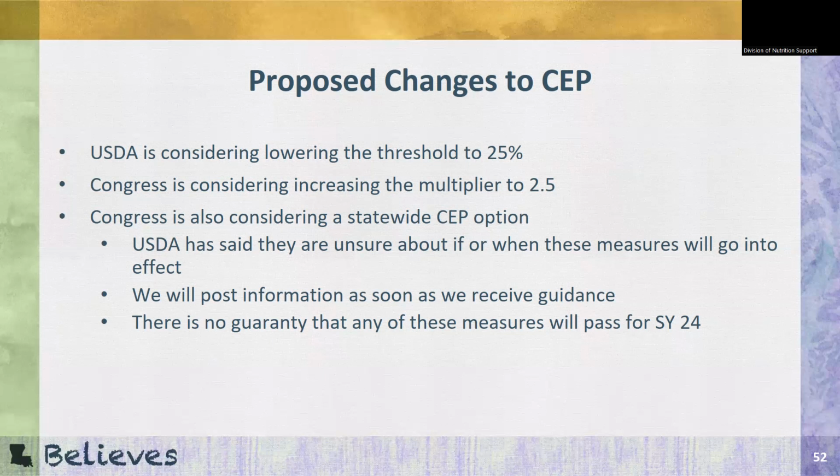USDA has said that they are unsure about if or when these measures will go into effect. The state agency will post information as soon as we receive guidance. There is also no guarantee that any of these measures will pass prior to the school year of 23-24.